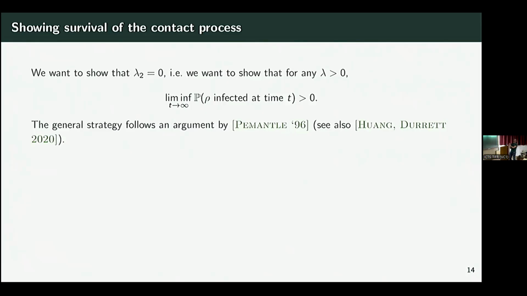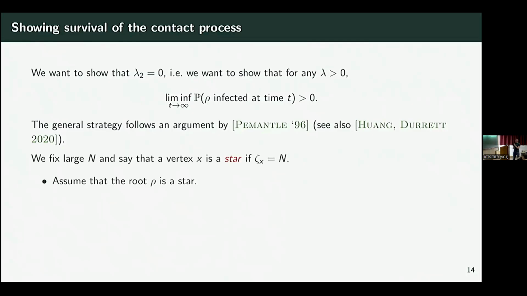Right, so how do we show this? There's now, I guess, a standard argument for at least the case when you want to show that there's no phase transition when lambda 2 is equal to 0. So I want to show that the root is infinitely often infected.